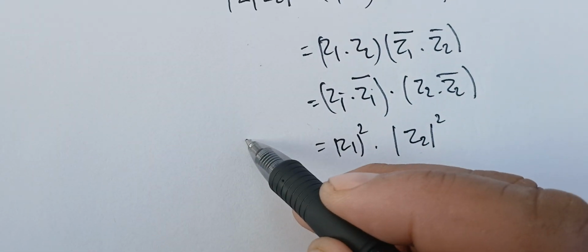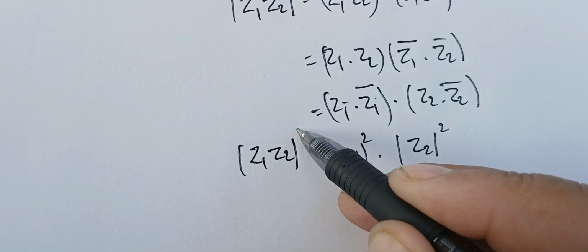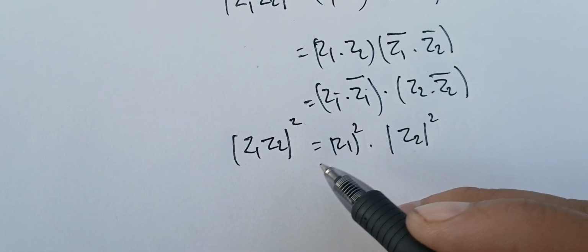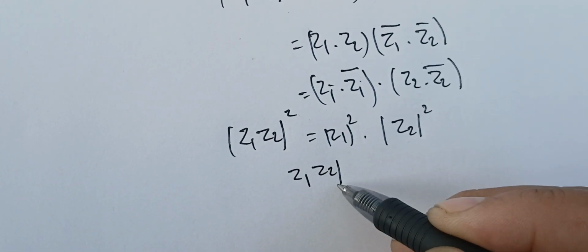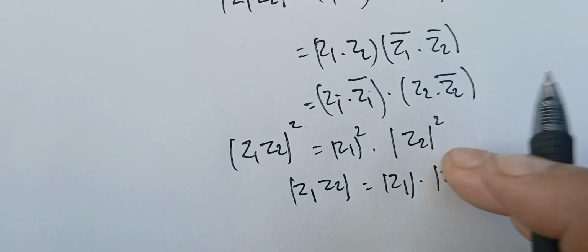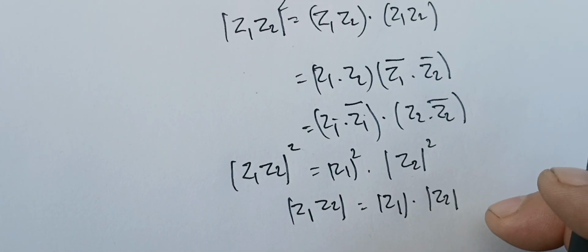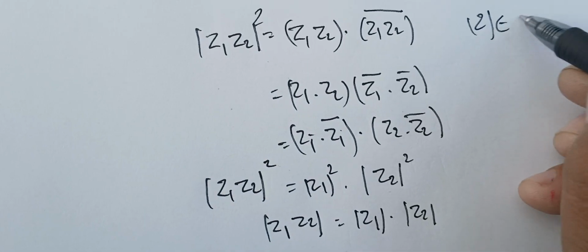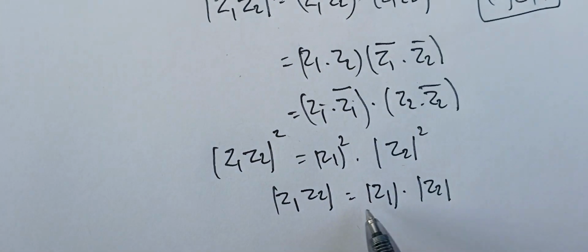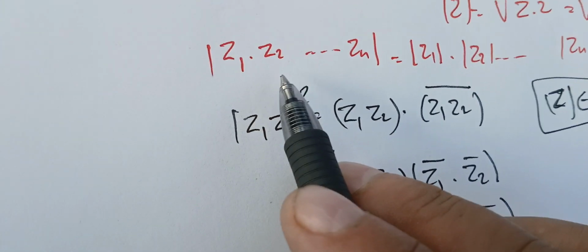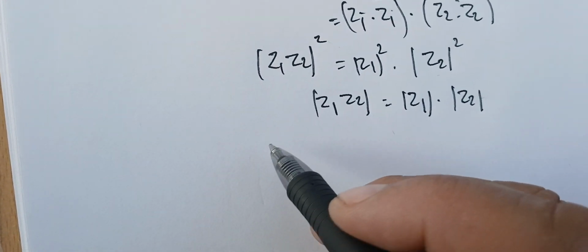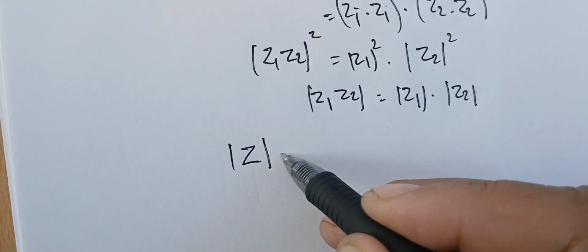These numbers are all positive. Therefore, we take the square root, and we get that the norm of z1 z2 is just the norm of z1 times the norm of z2. Remember that the norm of a complex number is a real number. Therefore, we can use this result for z1, z2, z3.